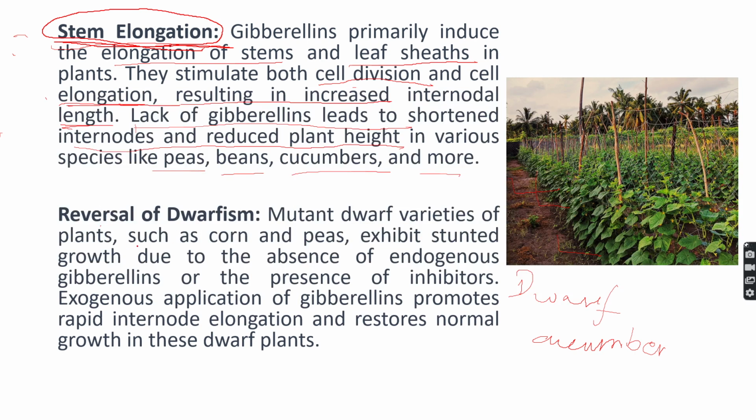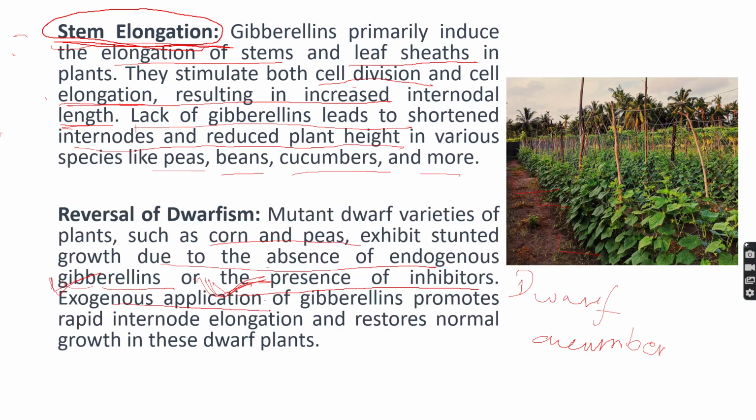Another important role is reversal of dwarfism. Mutant dwarf varieties of plants such as corn and pea exhibit stunted growth due to the absence of endogenous gibberellin or the presence of an inhibitor. So there are two ways of dwarf variety development. Number one, we can reduce the biosynthesis of gibberellin inside the plant. Another is we can produce an inhibitor of gibberellin in the plant.